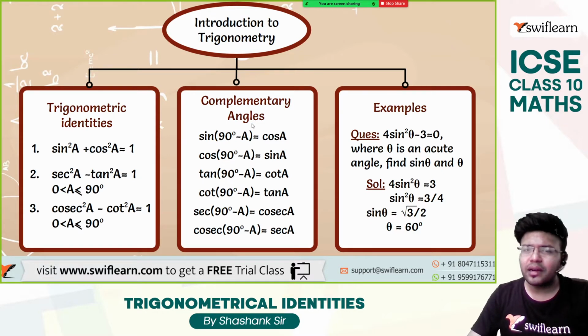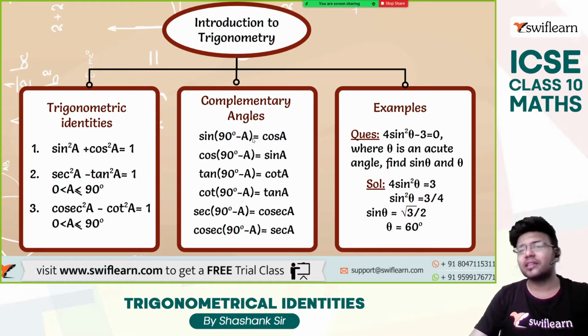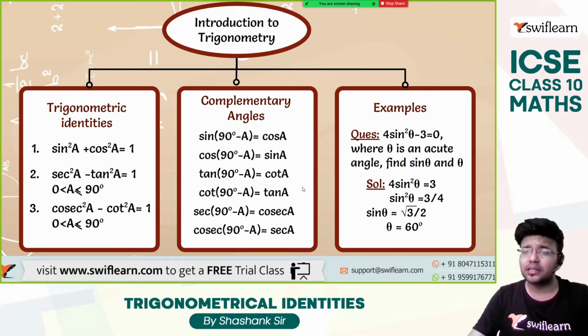Yes, complementary angles: sine of 90 minus A is equal to cos A. Cos of 90 minus A is sine A. Tan of 90 minus A is cot A. Now the inverses: cot of 90 minus A is tan A, sec of 90 minus A is cosec A, and cosec of 90 minus A is sec A.